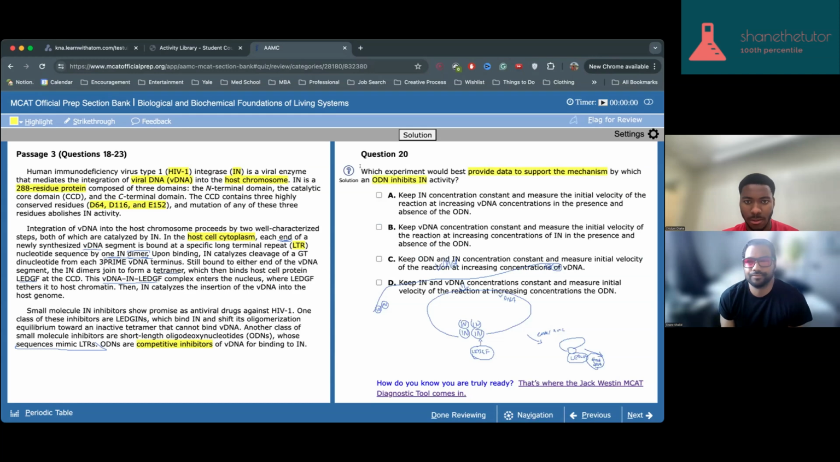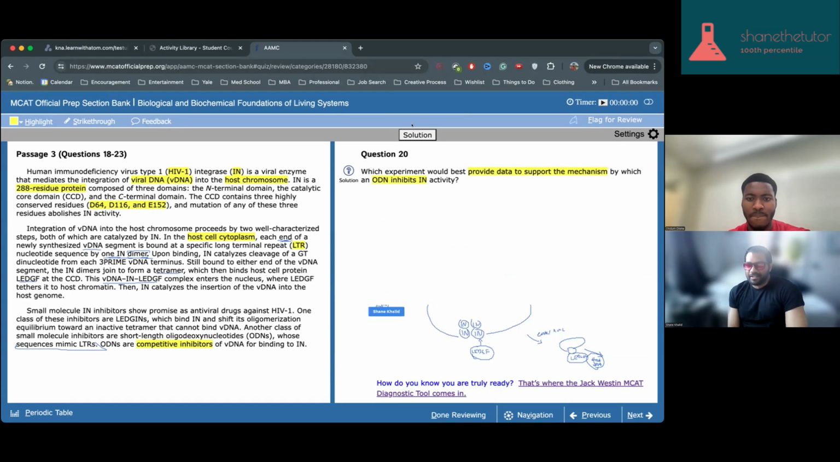Okay. So which experiment would best provide data to support the mechanism by which an ODN inhibits IN activity? So I guess for these questions, you probably wouldn't predict an answer, right? You would just go straight into looking at the options, or would you predict? Let's try it, because you could come up with your answer, right? Like, what are you thinking when you see this?